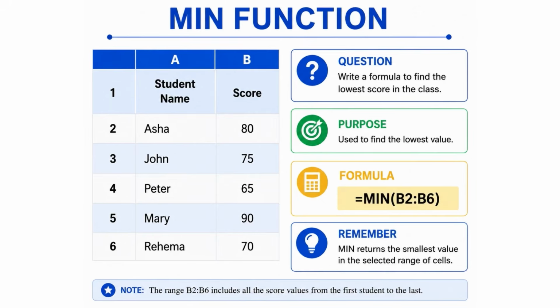In this example, we want to find the lowest score in the class. The scores are located in column B from cell B2 up to cell B6. Since we are looking for the lowest value, we use the min function. Therefore, the formula is equals min, open bracket, B2, colon, B6, close bracket. This formula tells the spreadsheet to examine all the values in the range B2 to B6 and return the smallest value. Whenever you want to find the lowest value in a range of cells, use the min function.